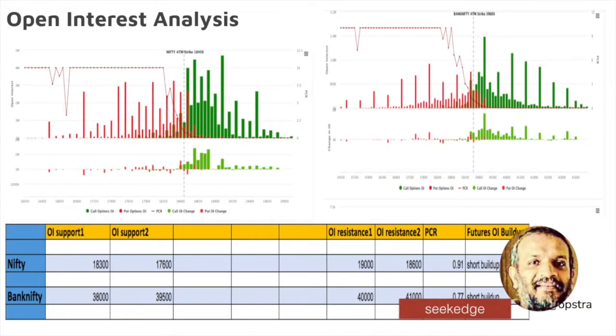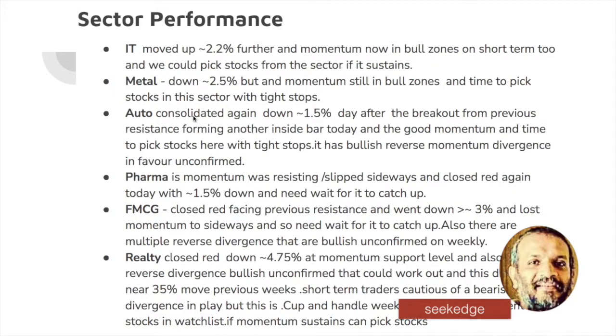So overall, if you look at the chart, you can see that there is more resistance, it's slightly bearish, but the support is there at 18,300. If that is broken, then it can go to 18,000, right? So that's the open interest analysis.